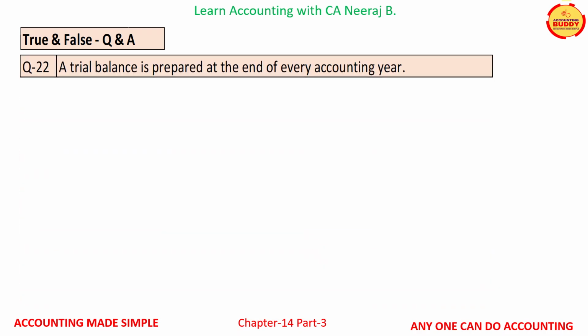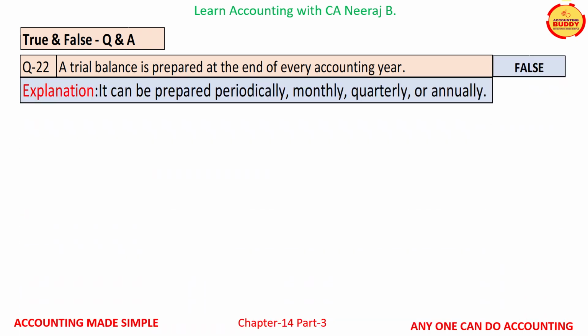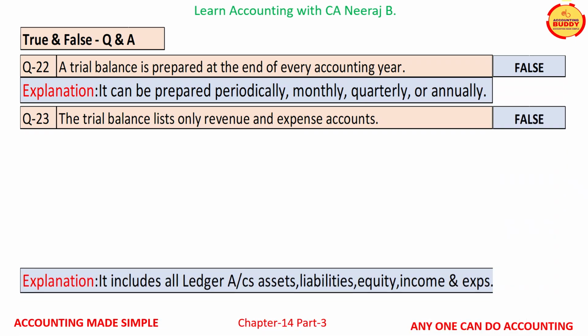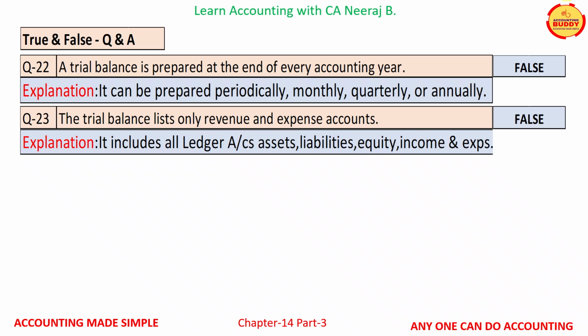Question number 22 is a trial balance is prepared at the end of every accounting year. This is a false statement. It can be prepared periodically, that is monthly, quarterly or annually. Question number 23 is trial balance lists only revenue and expense accounts. This is again a false statement. It includes all the ledger accounts, assets, liabilities, equity, expenses, and income accounts.